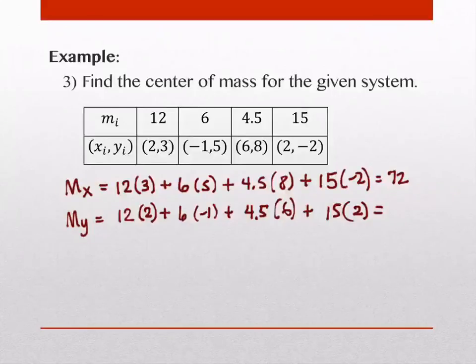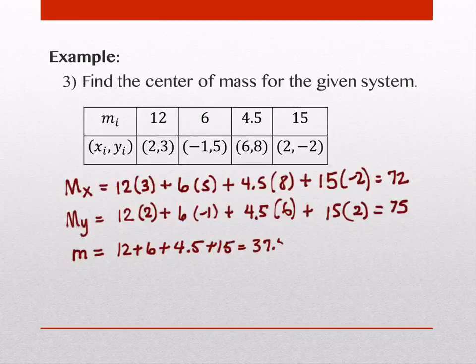All right, what did we get? I think Caleb got it. What'd you end up with, 75? 75 is right, yeah. All right, we also need the total mass, m, and that's just adding all of the masses together. There's only 4 here, so 12, 6, 4.5, and 15 for a total of what?